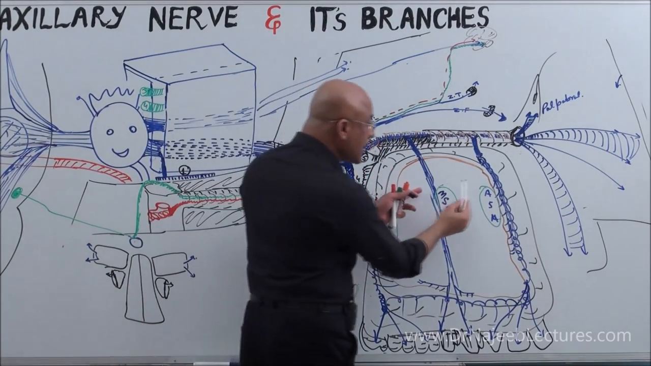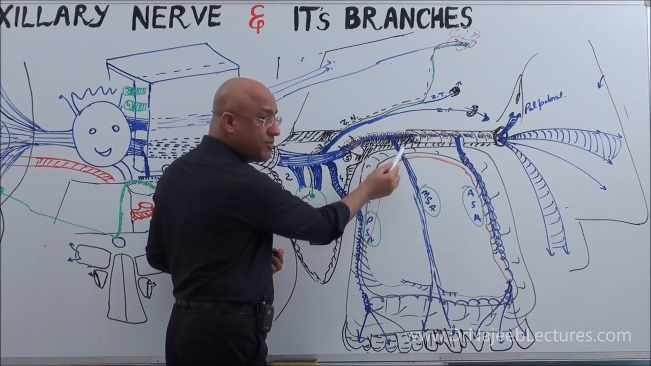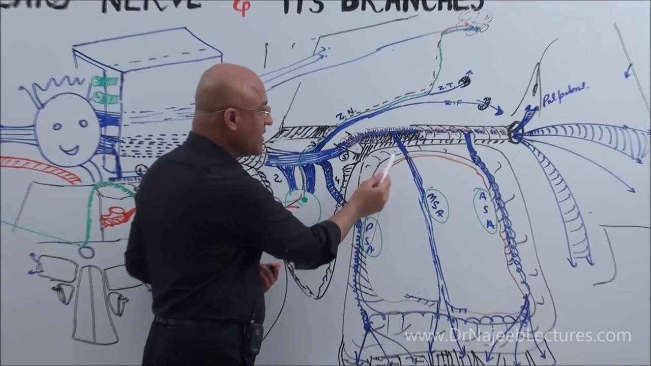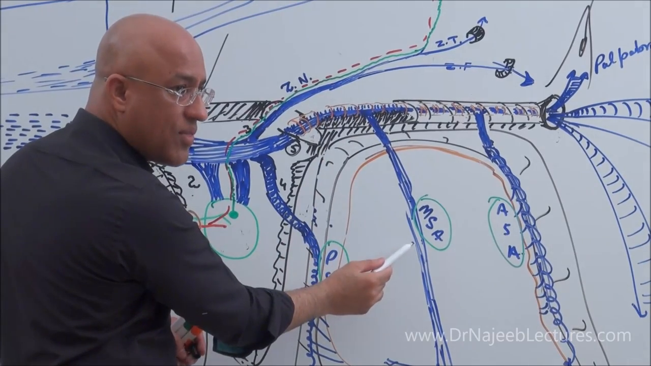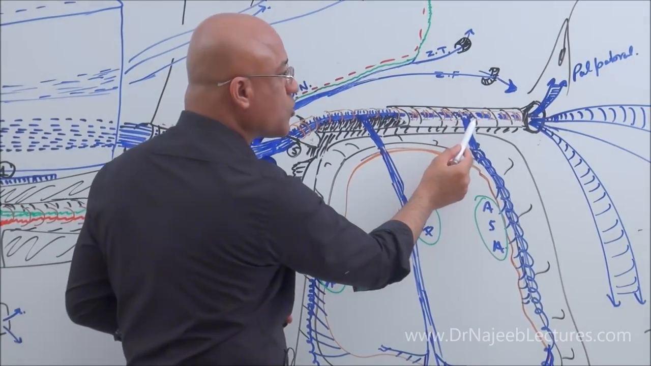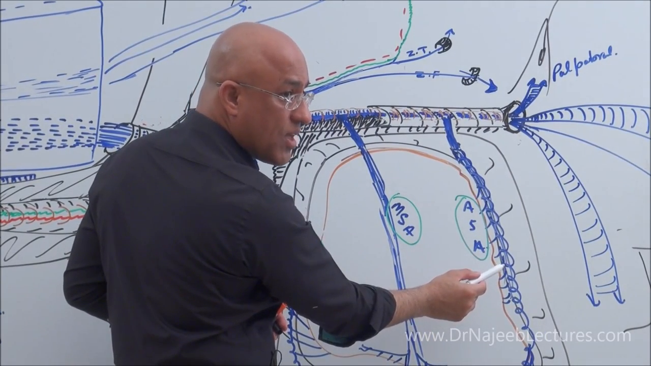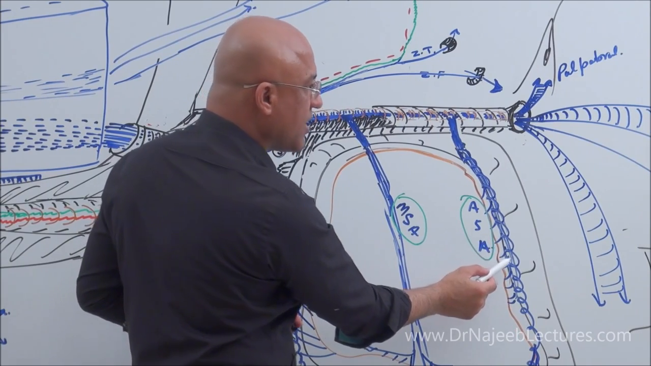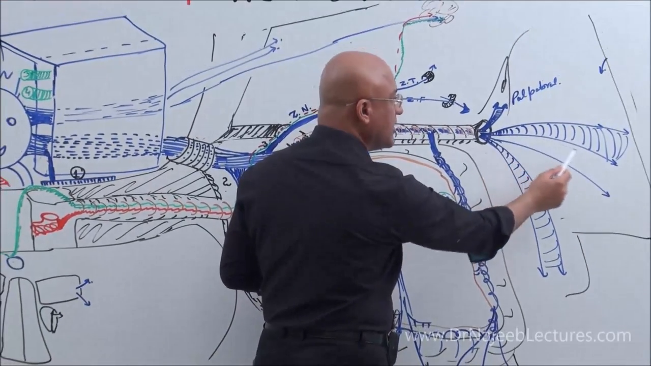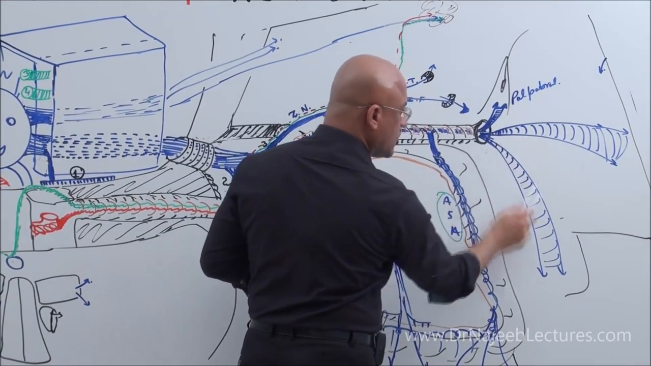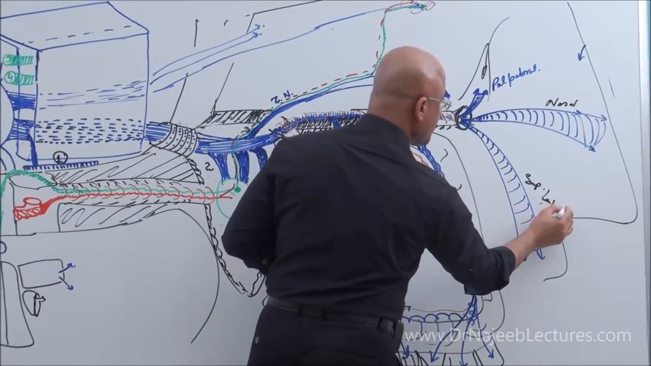And then these are the branches of infraorbital. Infraorbital gives a branch in the floor of the infraorbital canal. What is this? Sorry, through the infraorbital groove. What is this? Middle superior alveolar. Another branch through the floor of the infraorbital canal. What is this branch? Anterior superior alveolar. And then the infraorbital nerve has terminal branches which are palpebral, nasal, and superior labial.